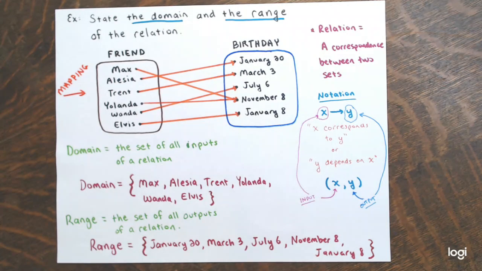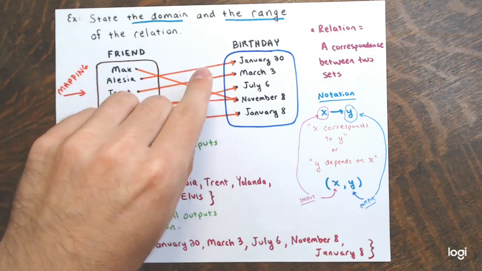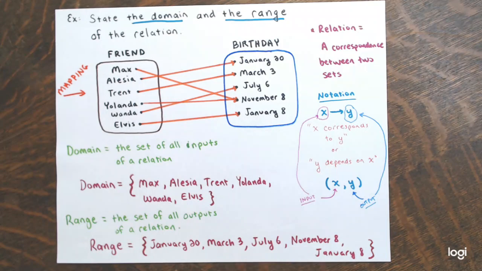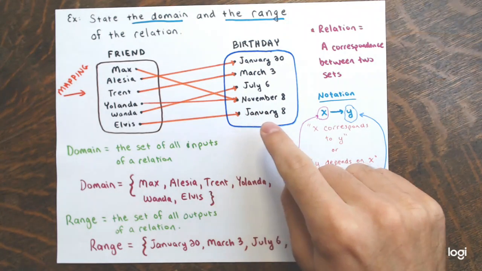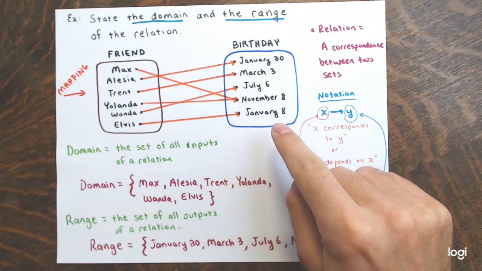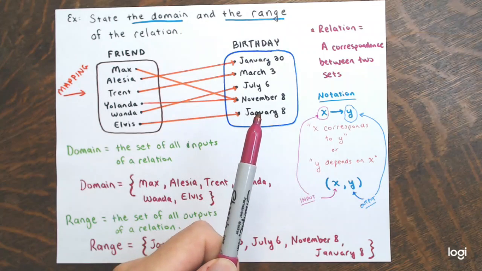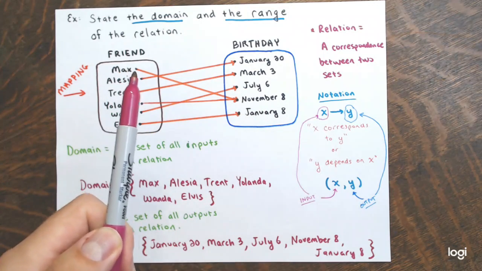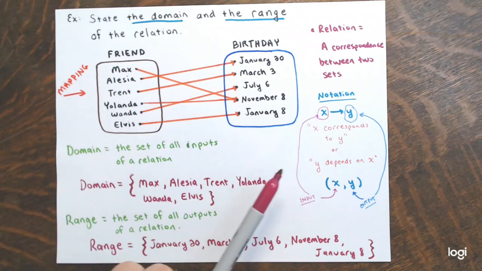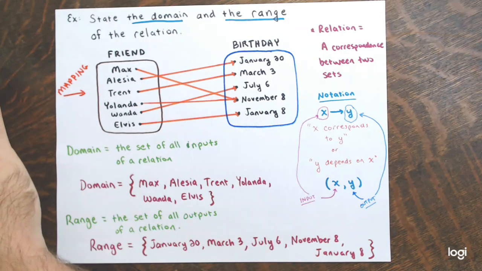Hopefully it's easy to see what is in the domain and range of a relation, especially when there's a mapping where the arrows are very clear. Just because something is in the second set doesn't mean it's going to be in the range. If I had another date over here, say I put in June 5th, and there was no arrow going to it, then it wouldn't belong to the range. The range only consists of values in the second set that are actually dependent upon a value in the first set, that are actually at the end of an arrow, or that are actually the second value in some ordered pair. So just be careful with that.